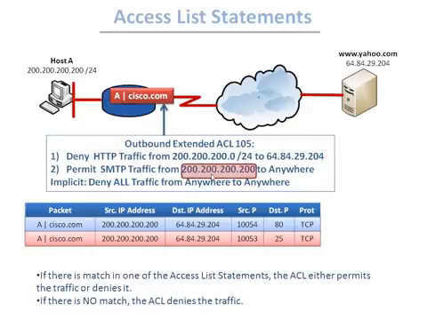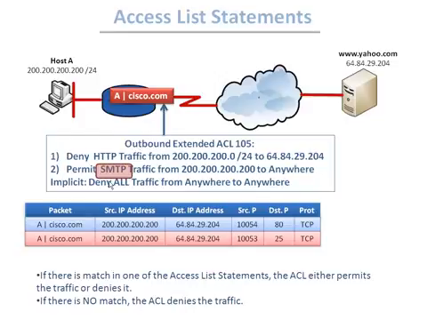Is the source in this network? Yes, the source is within this network. Is the destination anywhere? Well, the destination is 64.84.29.204, but we really don't care because this IP address belongs to any IP address in the world, so we're good to go. There is a match.